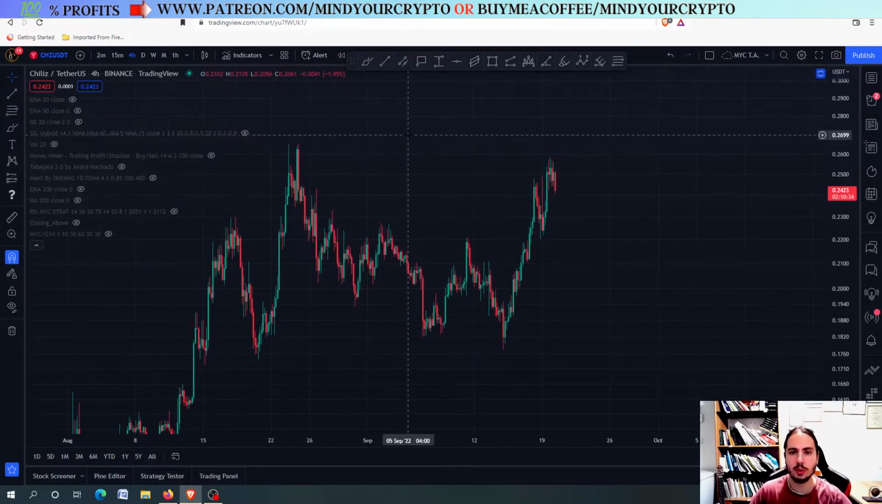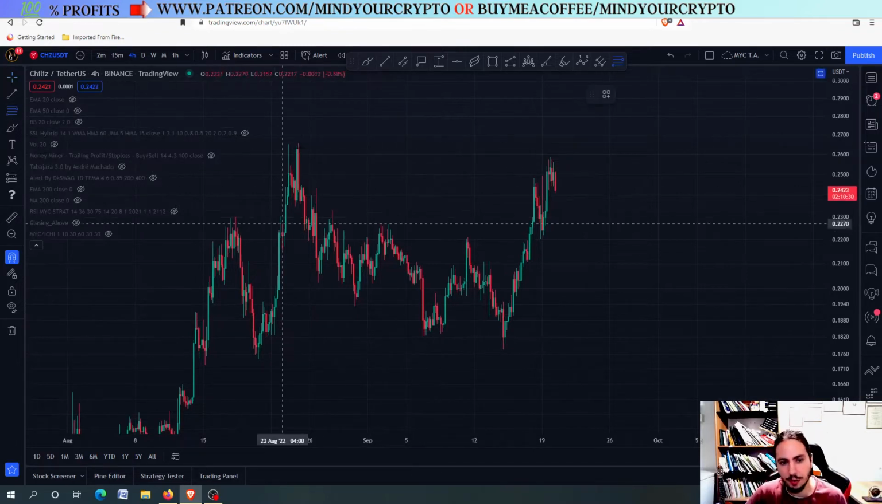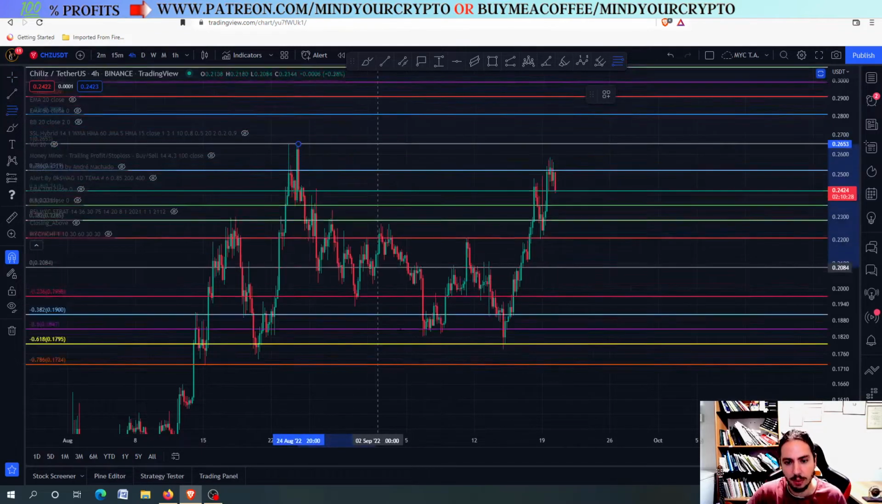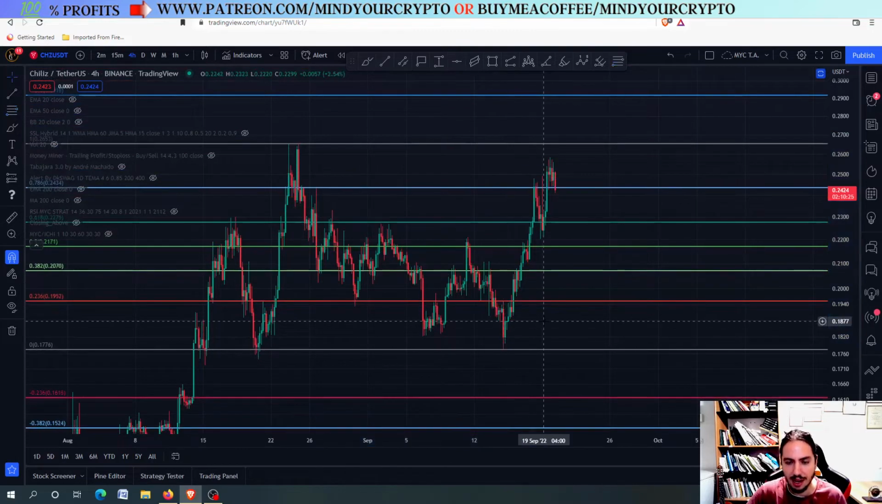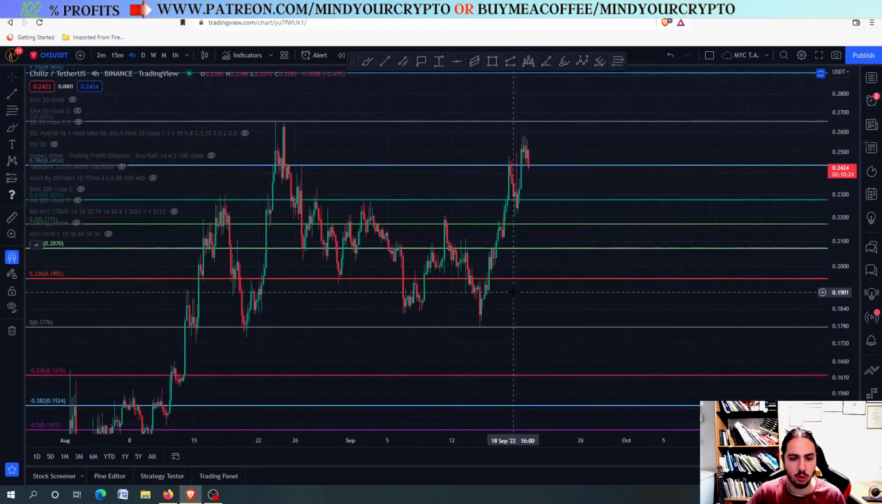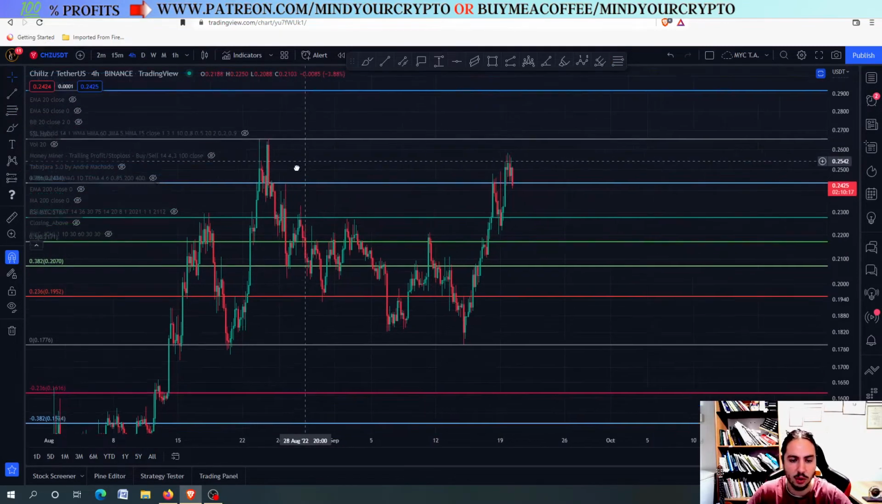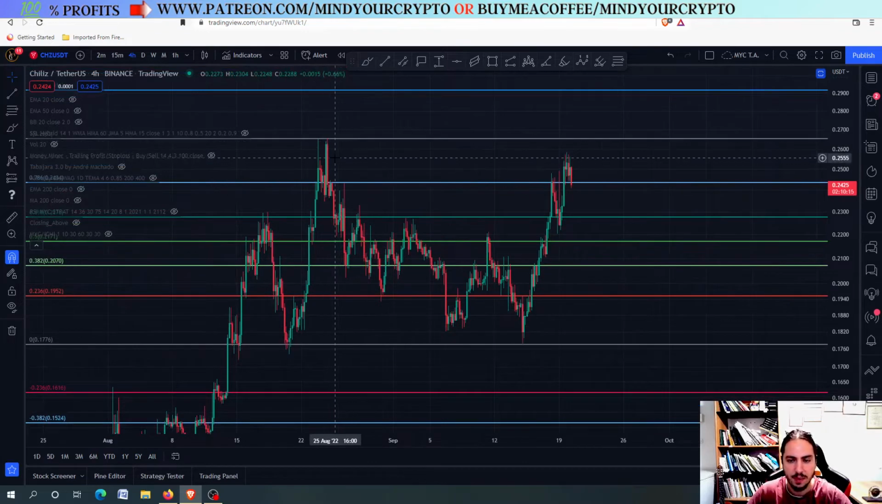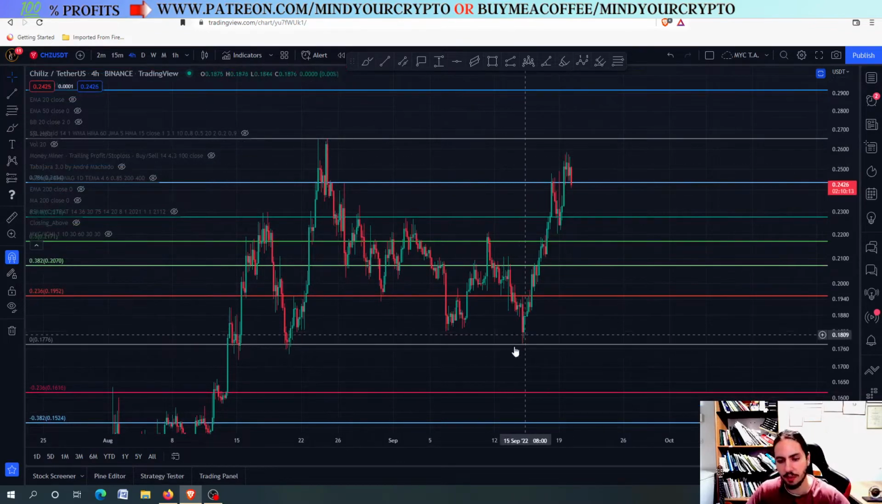Now, when you want to find resistance levels, you are drawing the Fibonacci from the top to the bottom. Now, what top and bottom should you be using? You should be using the top that is higher than anything else in a short-term period. And of course, the bottom that is lower in a short-term period.